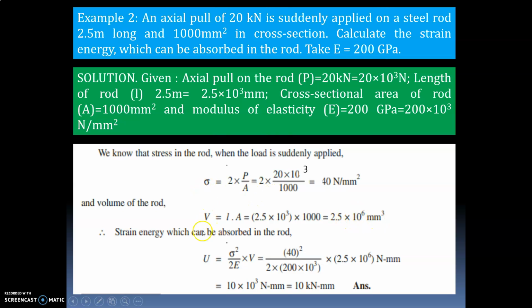Once you know sigma and V, you can calculate the strain energy absorbed in the rod. That is U equals sigma square divided by 2E into V. So sigma square, that is 40 square, divided by 2 into E, which is 200 into 10 raised to 3, into the volume, the calculated value 2.5 into 10 raised to 6. When you simplify this, you get U equals 10 into 10 raised to 3 Newton millimeter, or 10 kilonewton millimeter. Like this you can calculate the strain energy absorbed in the rod when the load is applied suddenly. Okay, let us take one more example on this.